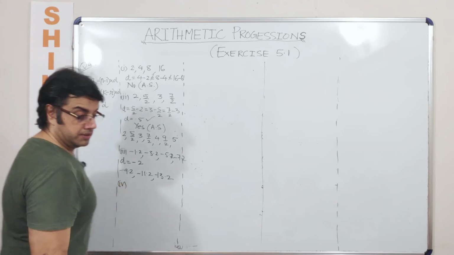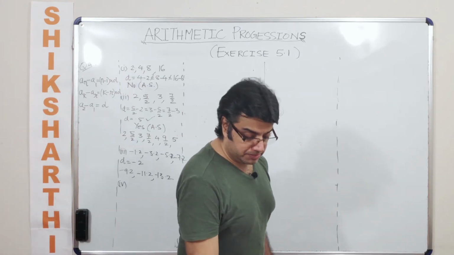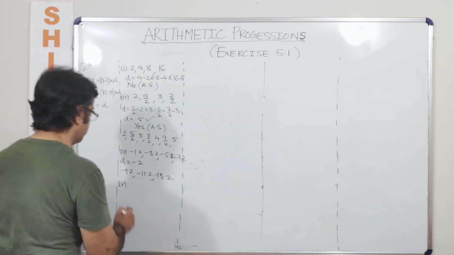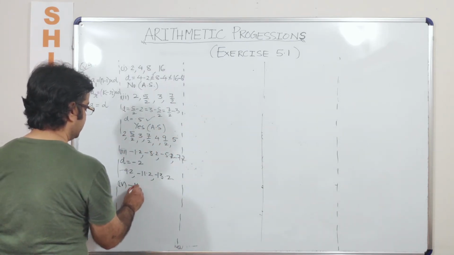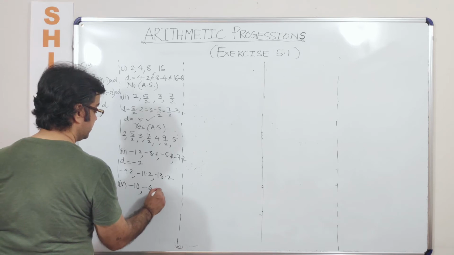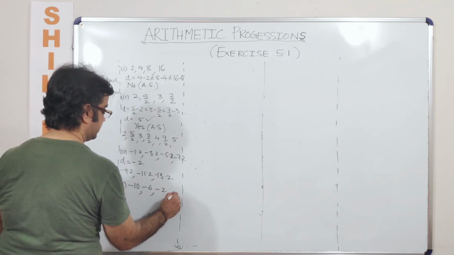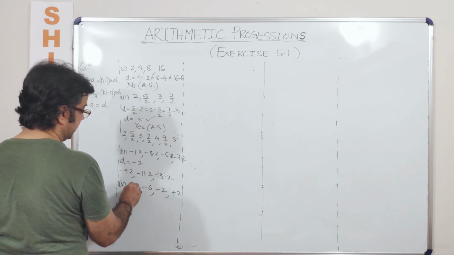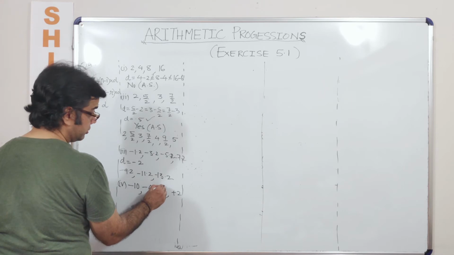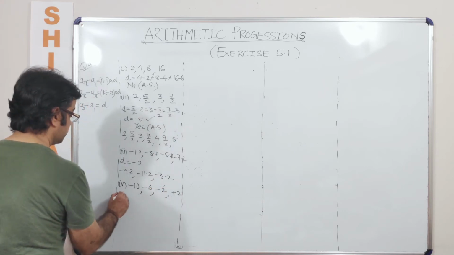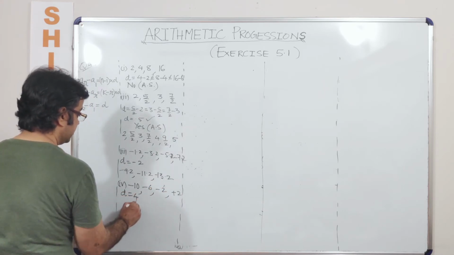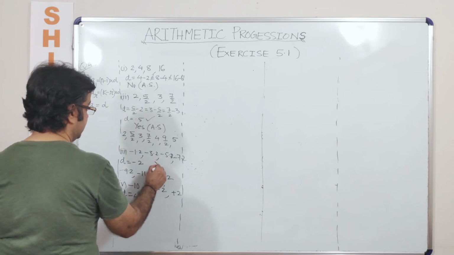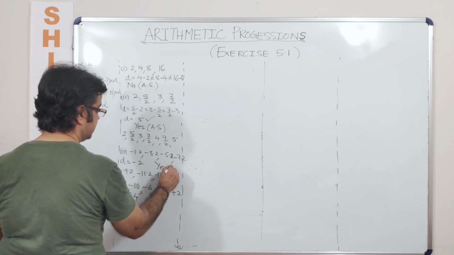Subpart 4. Okay. Subpart 4 says minus 10, minus 6, minus 2 and 2. So if I keep on adding 4, for example, if I add 4 to minus 10, I get minus 6. I add 4 again, I get minus 2. I add 4 again, I get plus 2. So the common difference here is 4. Okay, I have to write yes here. Yes, it is an arithmetic series.